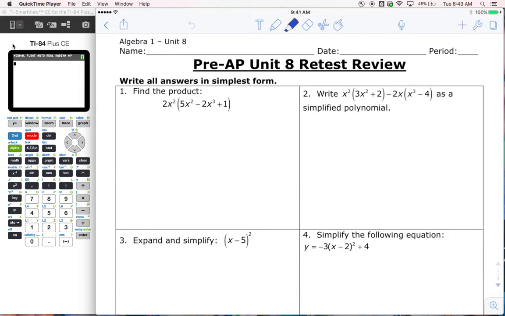All right, I'm going to go ahead and start with the first one. I'm going to go fairly quickly, so if you need to pause the video, feel free. If you have questions, make sure you ask them before you retest.